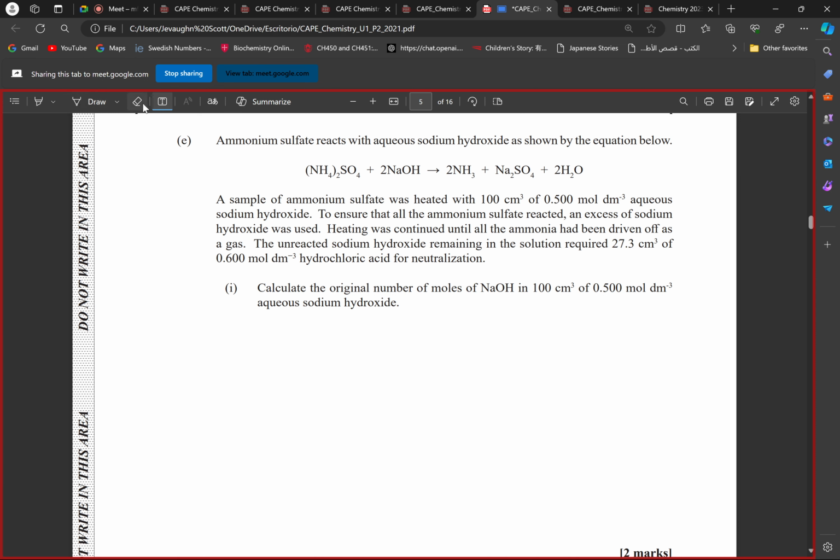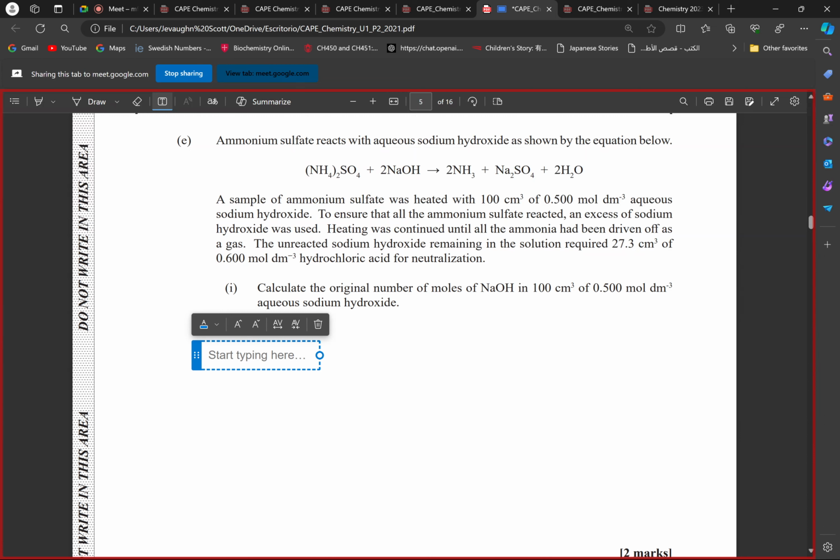Alright, calculate now the original number of moles of sodium hydroxide in 100 cm cubed of this 0.5 mol per dm cubed aqueous sodium hydroxide. What is the first thing that we'll do here? The first thing indeed should be reading the question.